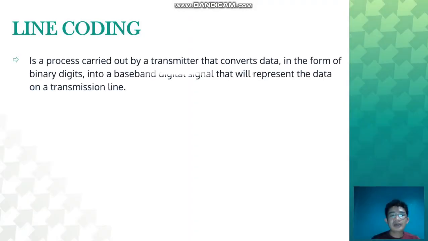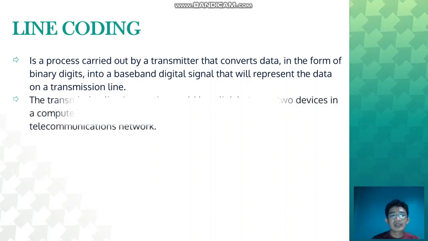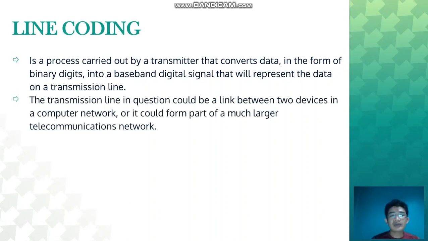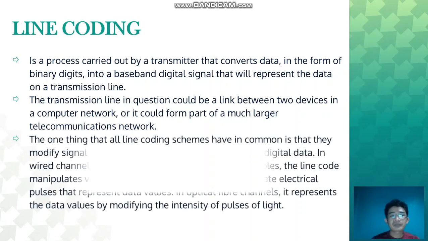Line coding is a process carried out by the transmitter that converts data in the form of binary digits into a baseband digital signal that will represent the data on a transmission line. The transmission line in question could be a link between two devices in a computer network, or it could form part of a much larger telecommunications network.